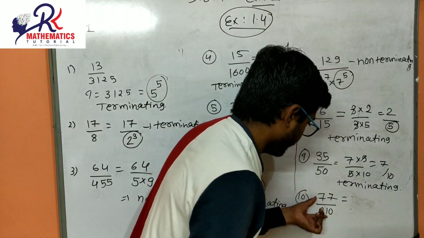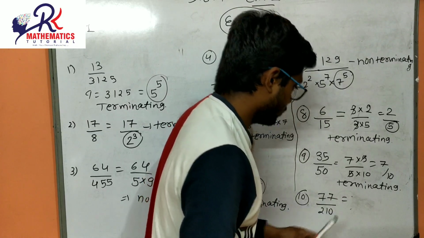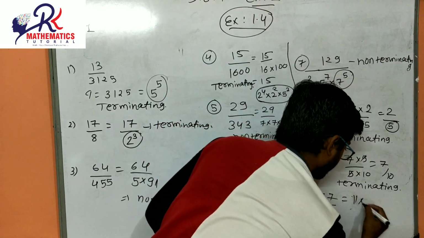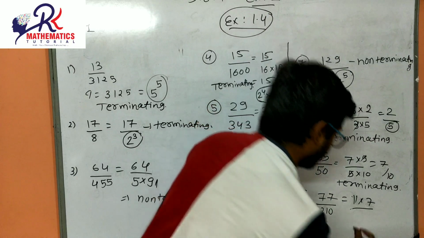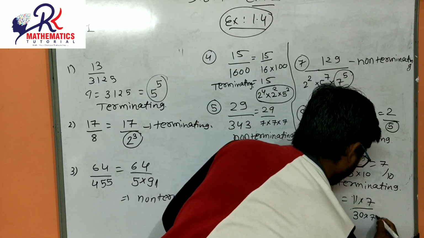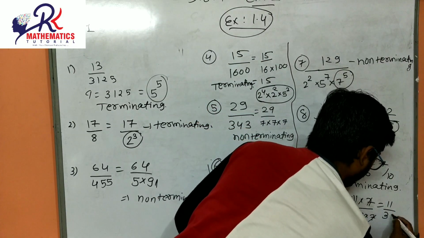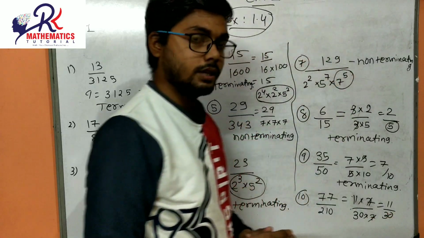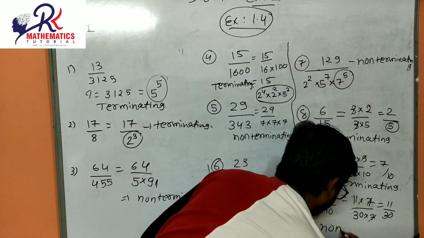Now this is the tenth one, 77 upon 210, so we can write 11 into 7. This one is 30 into 7. So here cancelling 7, it is 11 upon 30. Here 30 is a multiple of 3, so it is non-terminating.